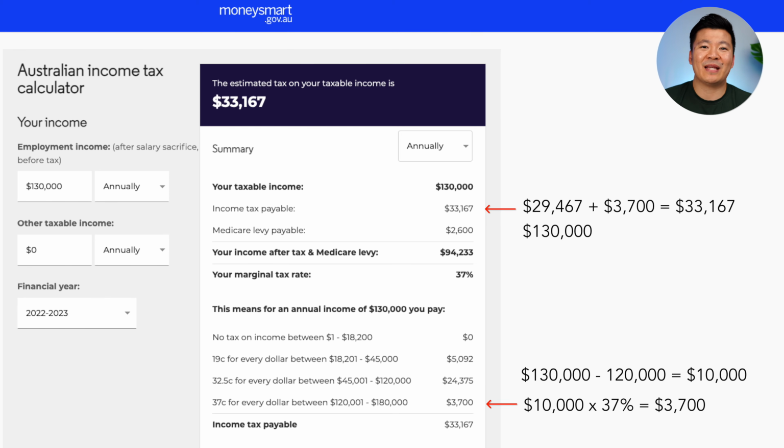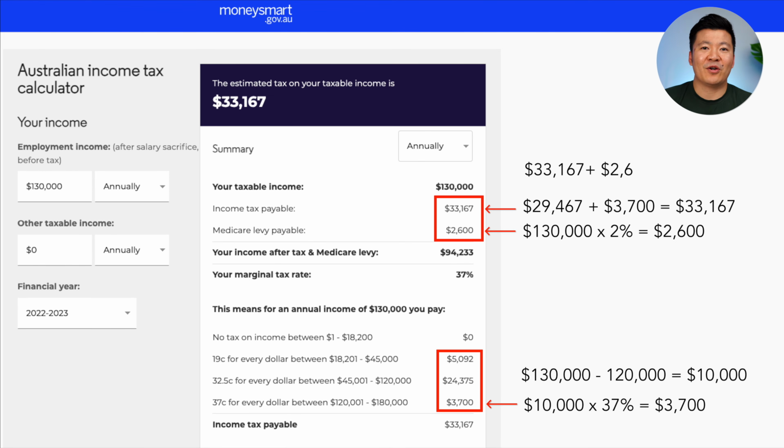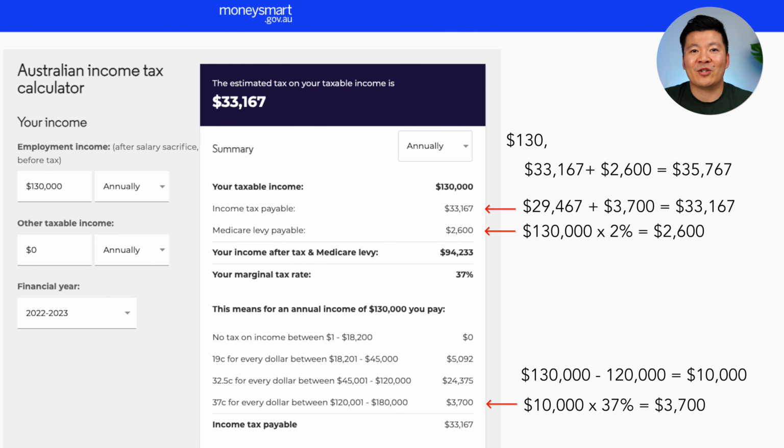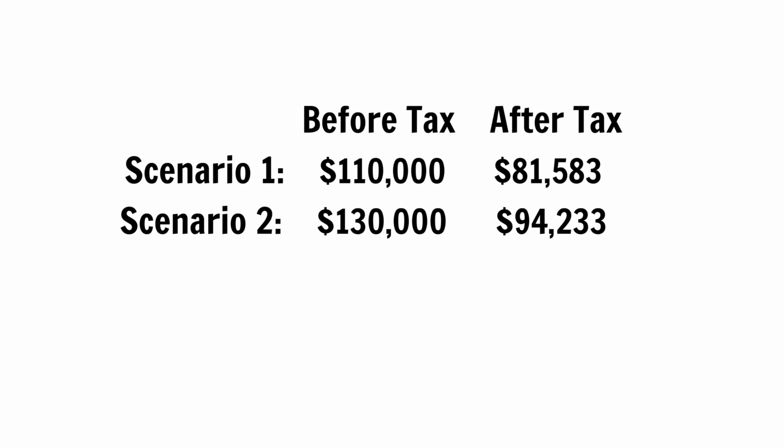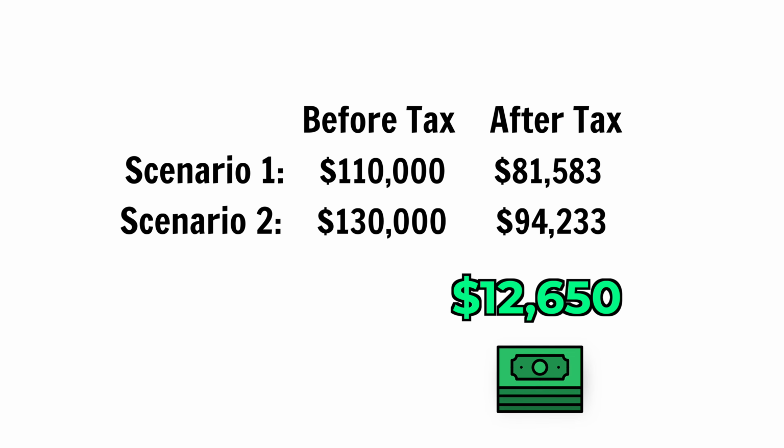Then we include the 2% Medicare levy on $130,000, which is $2,600. And again, since Mia has the correct private health cover, she does not need to pay the extra 1% Medicare levy surcharge. If we add everything up, the total is $35,767, which is the income tax payable plus the Medicare levy. If we subtract that from her total salary, Mia's take-home pay after income tax and Medicare levy is $94,233. So if we compare the two scenarios, you'll see that after tax, Mia will take home an extra $12,650 if she receives the $20,000 pay rise.